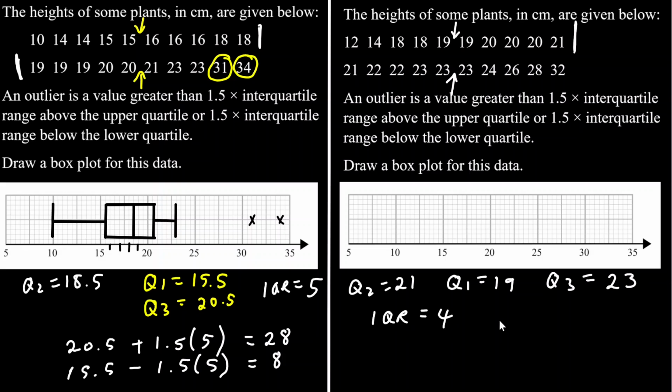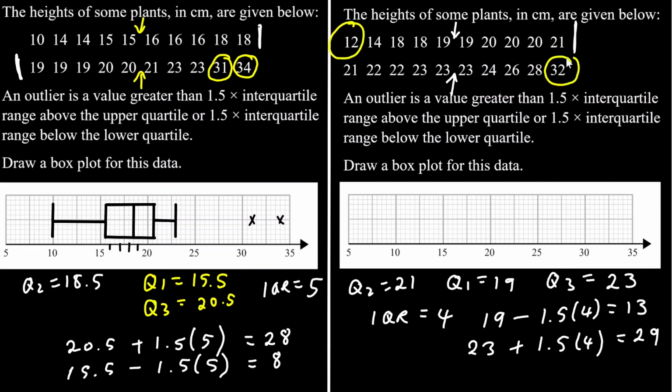So any outliers? 19 minus 1.5 fours, which is 13, or 23 plus 1.5 fours, which is 29. So we've got two outliers, 12 and 32. So we can mark those with a cross, 12, 32. And then we can either use 14 or 13 as our lowest value. I'll use 14.